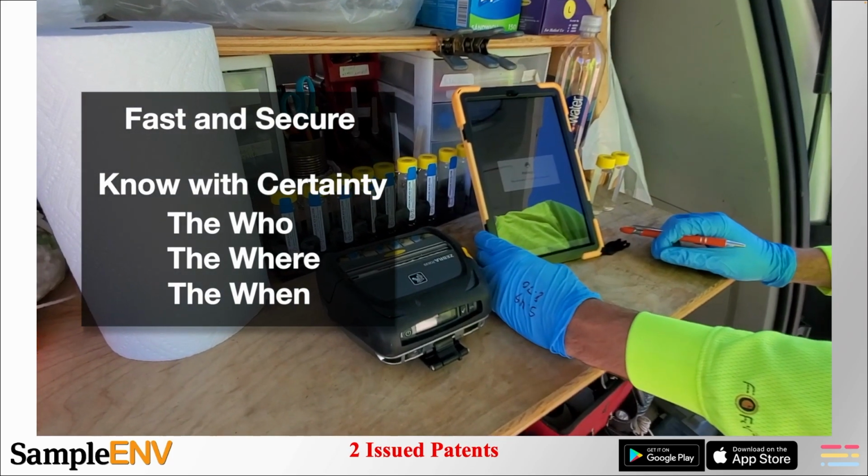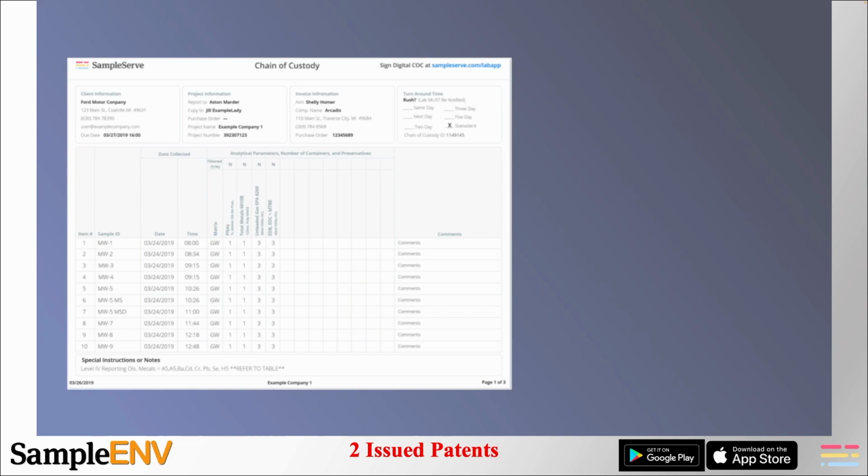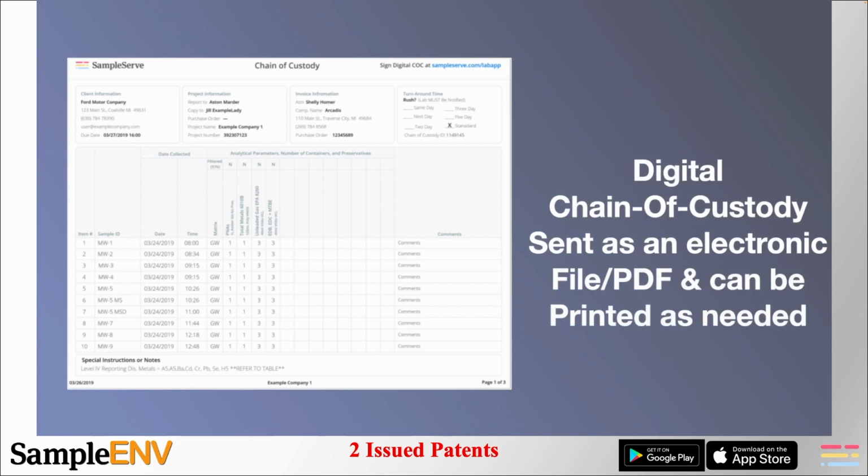When you've completed your sampling for the day, you'll have the ability to generate that chain of custody. It can be printed if needed and sent digitally as a PDF and as an electronic CSV file. The chain of custody looks like every other chain of custody you've ever seen, with the exception that it's not handwritten, and you can read it.